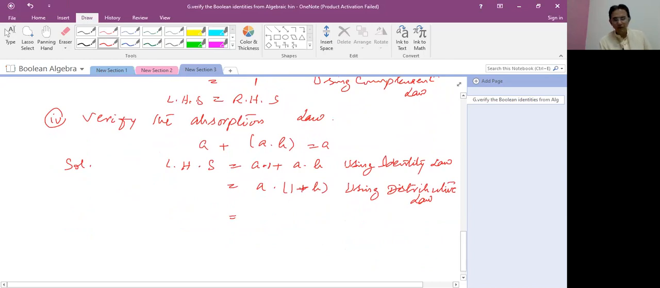So after that, 1 plus B is equal to 1, which is the formula when we are applying boundness law. 1 plus B is equal to 1, and A dot 1 is equal to A using identity law. It means when we multiply any constant number with a variable, there is no effect on the variable, it will be the same using identity law. So student, the left hand side is equal to the right hand side, hence proved.